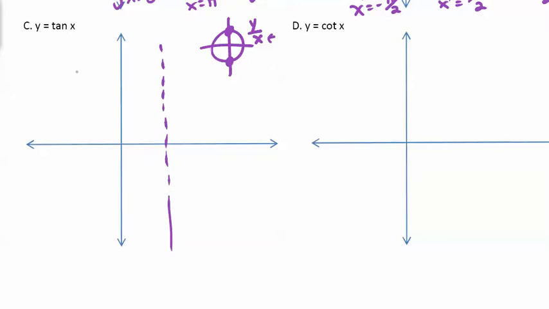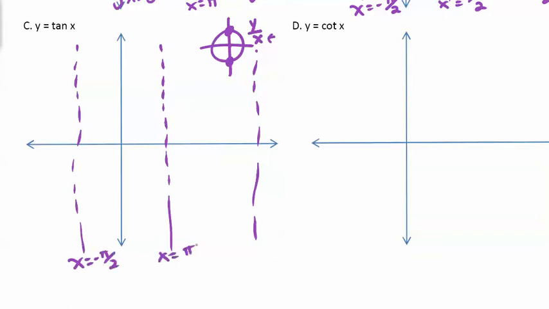So our asymptotes for tangent, -pi over 2, +pi over 2, 3/2 pi, and of course they would continue. Where is tangent equal to 0? That would be when the numerator is equal to 0. So y over x is the definition of tangent. So when is tangent equal to 0? When the y coordinate is 0. So that would be at 0, pi, 2 pi, and so on.